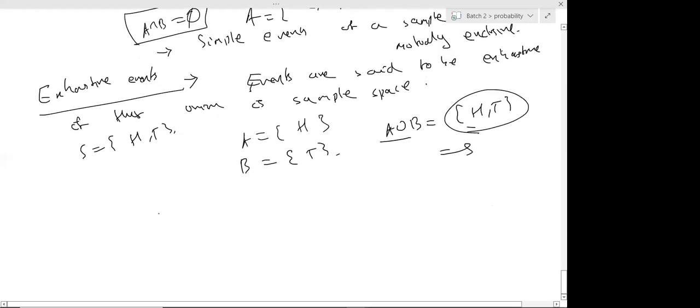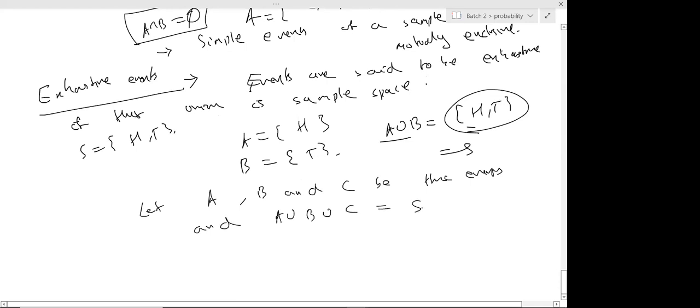And this can happen for three events also. Let A, B, and C be three events, and A union B union C is equal to S, that means the sample space. Then A, B, and C are called exhaustive events. All right, note it down.